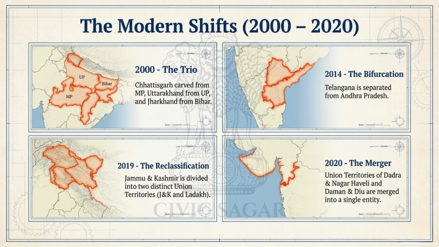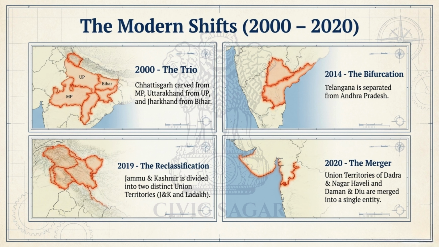Entering the 21st century, the map of India continued its dynamic evolution to better serve its growing population and diverse regions. In the year 2000, the map saw significant changes with the creation of 3 new states. Chhattisgarh was carved out of Madhya Pradesh, Uttarakhand was separated from Uttar Pradesh, and Jharkhand was formed from Bihar. Moving to 2014, the process of bifurcation continued when Telangana was officially separated from the state of Andhra Pradesh.